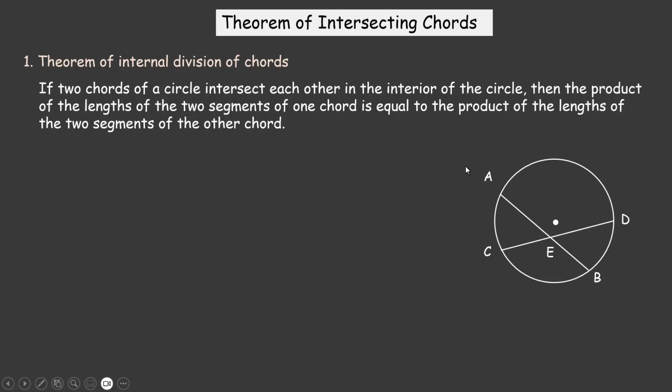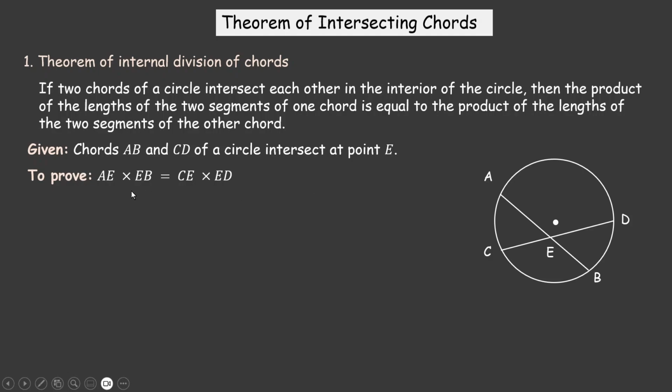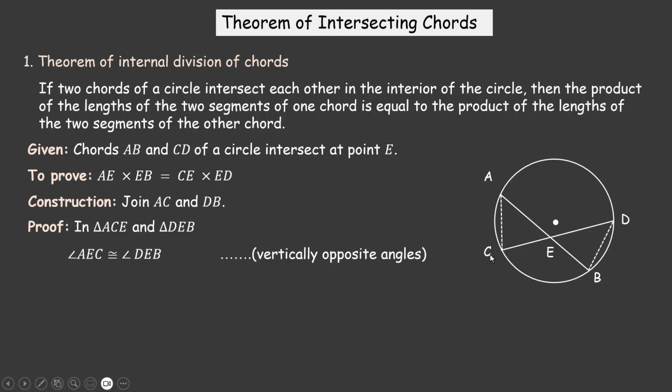Now let us see the proof of this theorem. What is given to us is chords AB and CD intersect at point E internally. We need to prove that AE into EB is equal to CE into ED. Let us join AC and DB so that we have two triangles here. Now we are going to use the similarity of triangles to prove this theorem. So in triangle ACE and triangle DEB, this angle AEC is equal to this angle DEB. These two angles are congruent because they are vertically opposite angles, right?